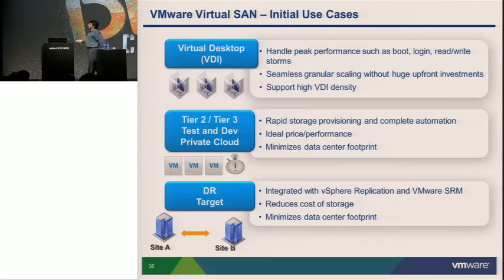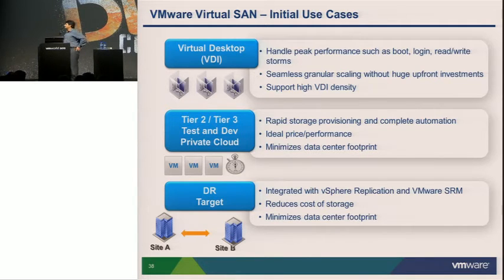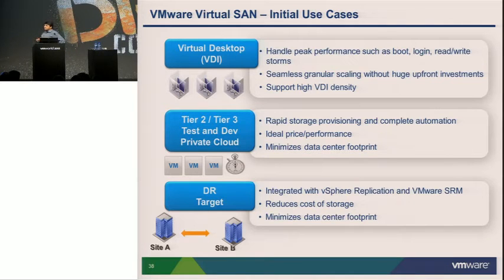The reason why virtual desktop is a good target for vSAN is because, as you'll see in the next couple of slides, vSAN handles the performance requirements of VDI deployment, and it handles it in an efficient way while lowering the cost of your total solution. And so it's a good target for vSAN. I have an upcoming slide that shows the performance that we can get with vSAN in a VDI deployment.